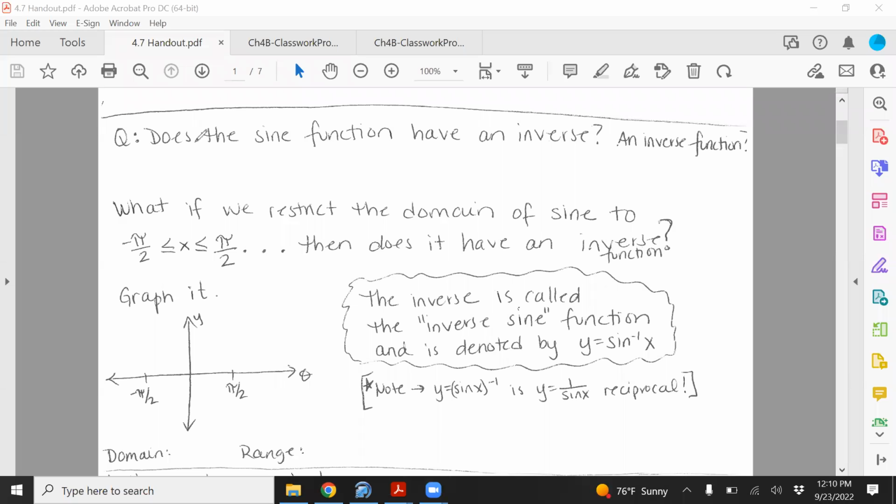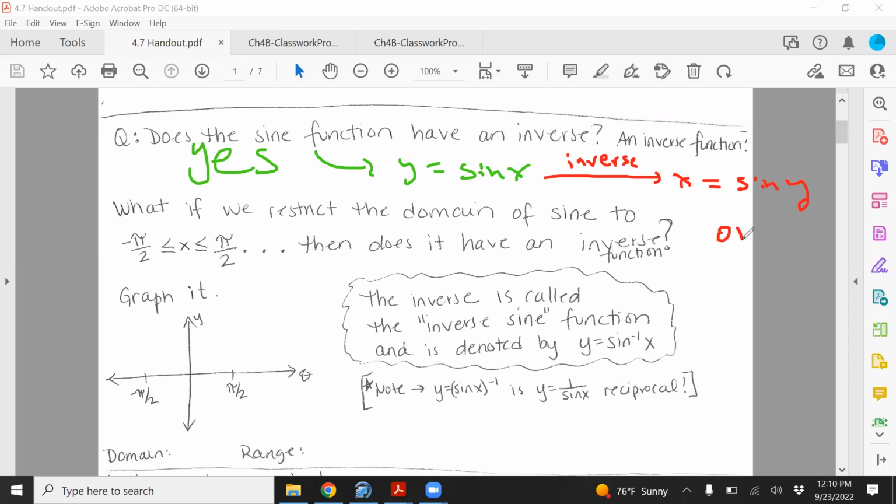Does the sine function have an inverse? The answer is yes. And how would you write it? So y equals sine x. What's the inverse going to be? Cosine x? Nope. x equals sin y. x equals sine y, exactly. So it's like the same with a regular inverse, except we're just adding in sin. Or you could write it like this.